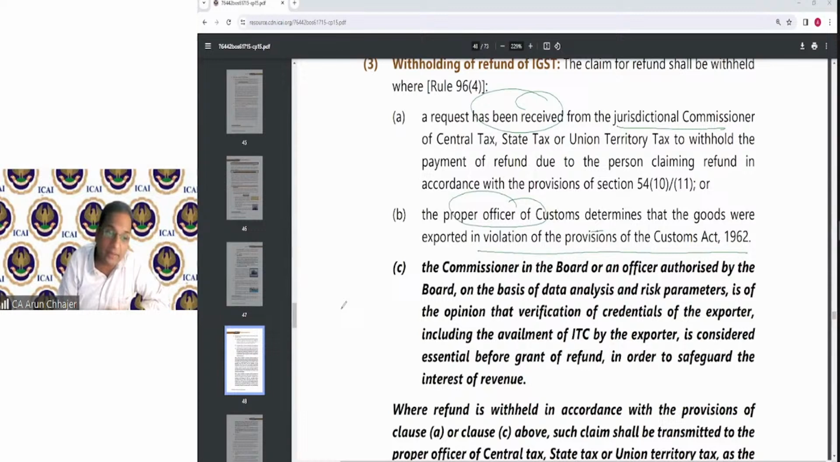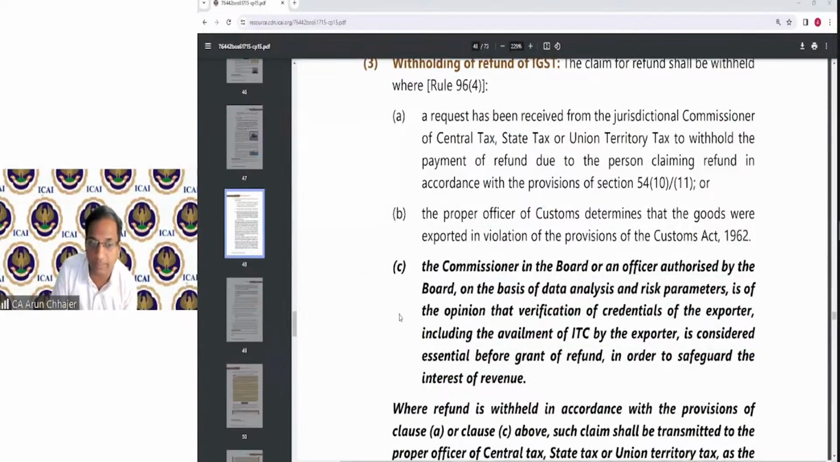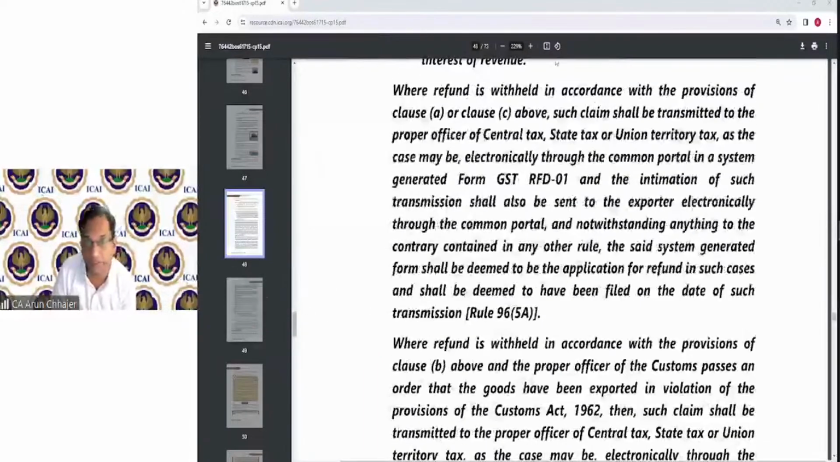a concept of the risky parameter, risky exporter. There is one concept of risky exporter. In layman's terms, we are using that term, risky exporter. So the commissioner, on the basis of the data analysis and the risk parameter, is of the opinion that verification of credentials of the exporter, including the availment of the ITC by the exporter, is considered essential before granting of the refund in order to safeguard the interest of the revenue. तो रिस्की एक्सपोर्टर के केस में क्या करते हैं? फिजिकल वेरिफिकेशन होता है by the department and then the refund is being processed.